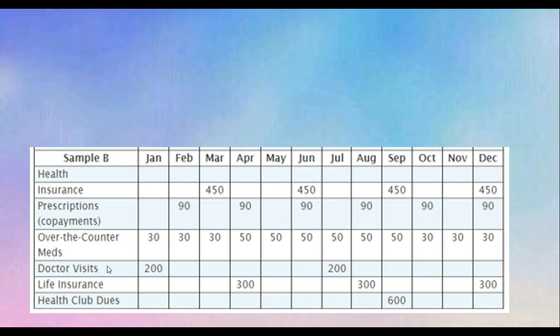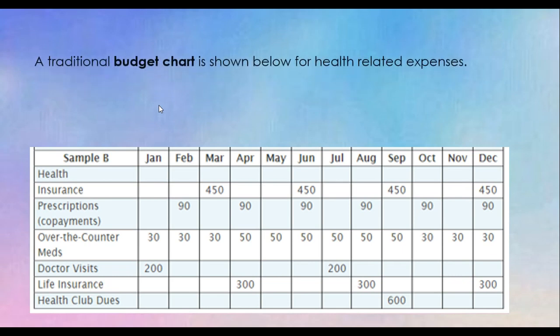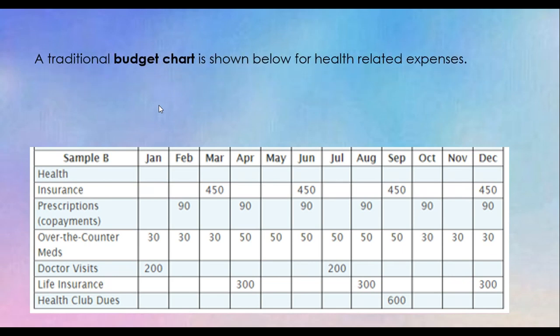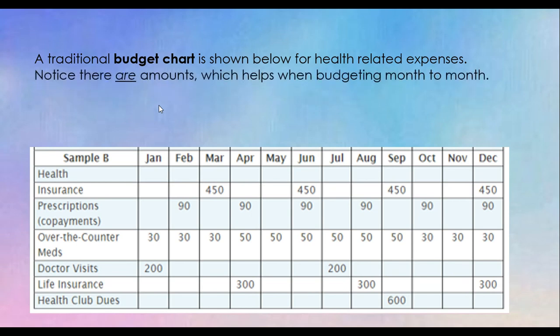Now here is the second chart. It looks almost exactly the same, right? It still has health insurance, prescriptions, over-the-counter meds, doctors, life insurance, health club dues. All of that is the same categories as before on the left-hand side. And up here, we still have our months, but now it actually has numerical values instead of just a check mark everywhere. So this is like a traditional budget chart for our health-related expenses, as it not only tells us when these expenses are occurring, but how much as well. There are amounts, which helps when we are actually building our monthly budget.